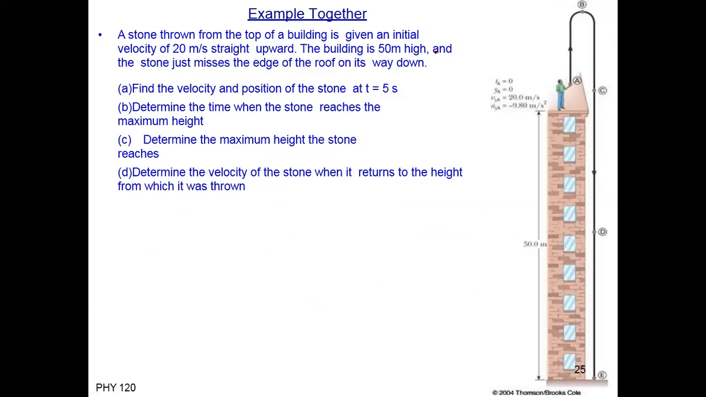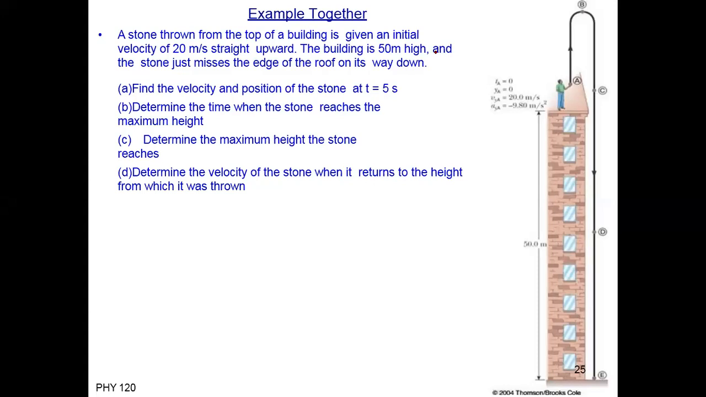A stone is thrown from the top of a building and given an initial velocity of 20 meters per second, straight upward. The building is 50 meters high and the stone just misses the edge of the roof on its way down. First, find the velocity and position of the stone after 5 seconds. Second, the time to reach the maximum height. Third, what is the maximum height for this flight, for this body moving upward? And the last one is finding the velocity.